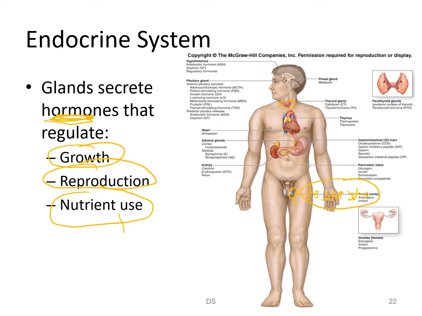That testosterone determines the secondary sexual characteristics of the males, whereas the ovaries produce progesterone and estrogen. Those hormones have an effect on the female reproductive system. These are all the glands, the endocrine glands, and they are under the endocrine system.